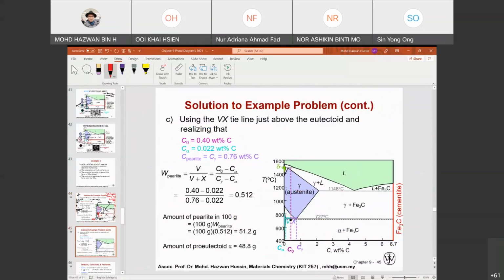So this is the explanation just now of how you can calculate the amount of perlite and also the amount of pro-eutectoid alpha in this case. All right. Okay.